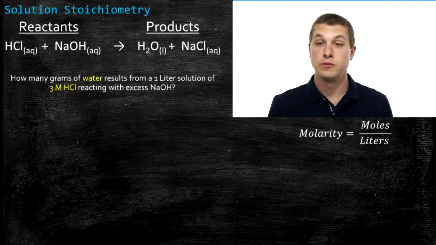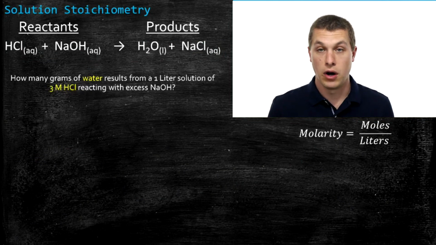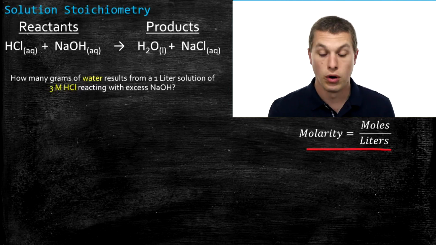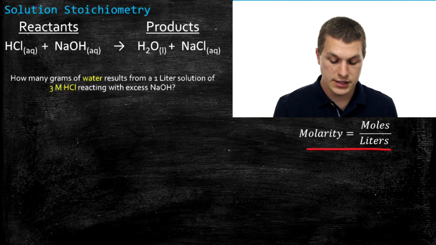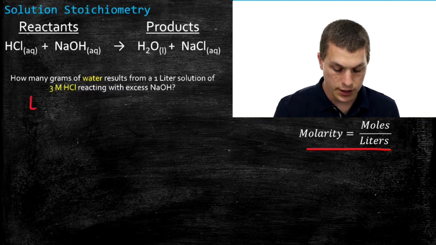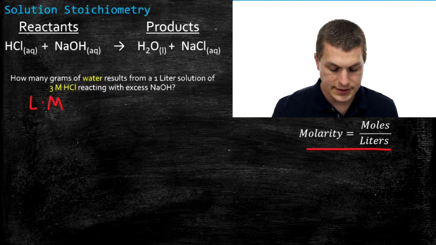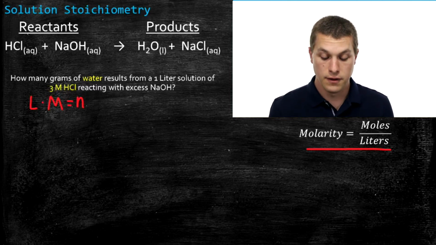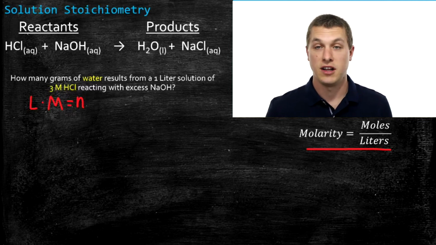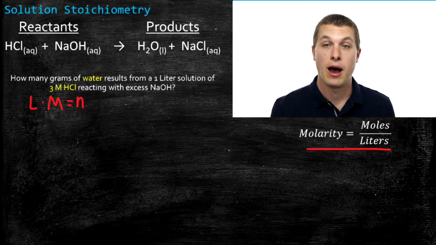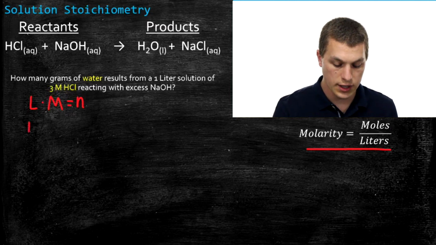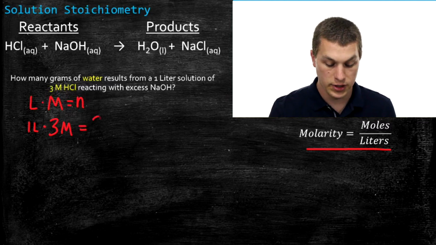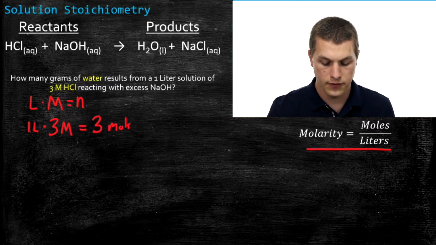Now, how is it that we use molarity to go between volume and moles? Well, recall that our molarity equation is just molarity is equal to moles over liters. And what that tells me is if I rearrange that equation to liters times molarity, then that's actually equal to moles. And so what I'm going to do then is plug in the volume of my solution, 1 liter, and the molarity of my solution, 3 molar. And that's going to give me out how many moles of HCl I have. So 1 liter times 3 molar HCl gives me 3 moles of HCl.